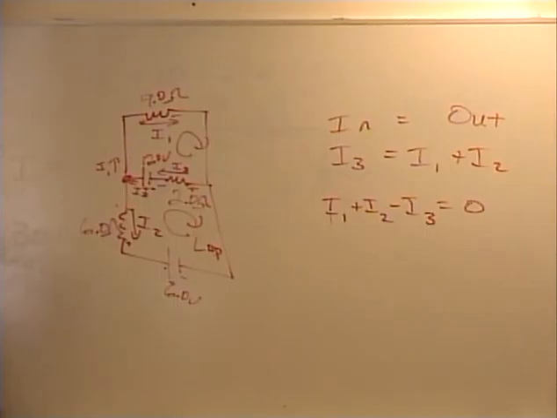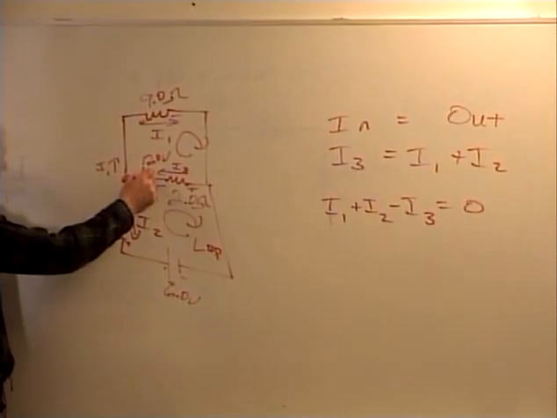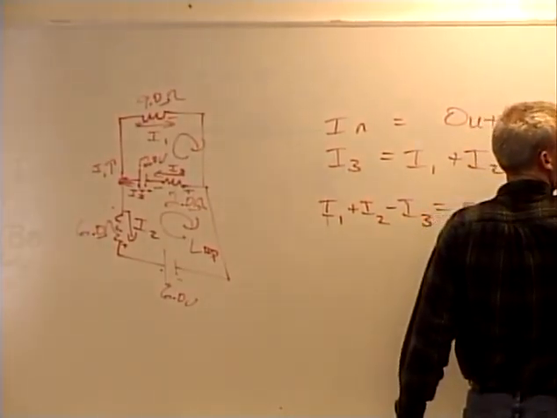All right. Now go to my third equation, where I'm going to start with this loop. So I'm going to go minus to plus, and that's a gain of 12. So this was loop 1. Now we'll finish with loop 2.